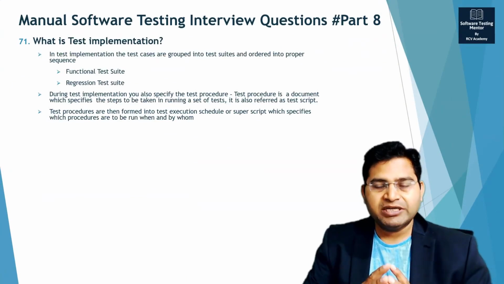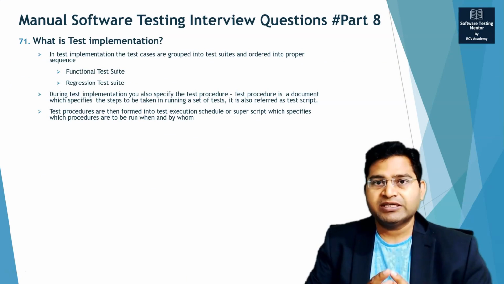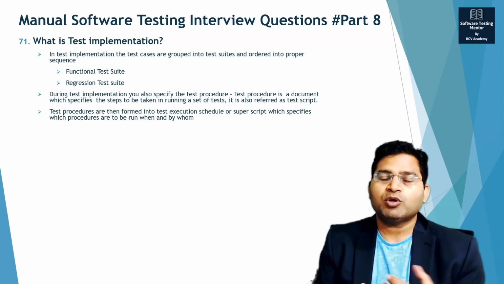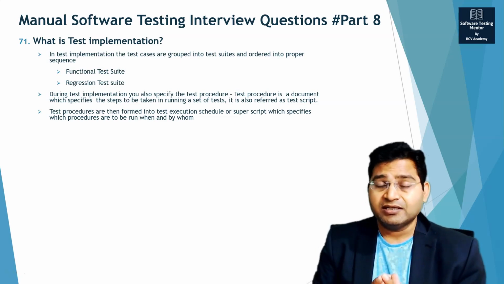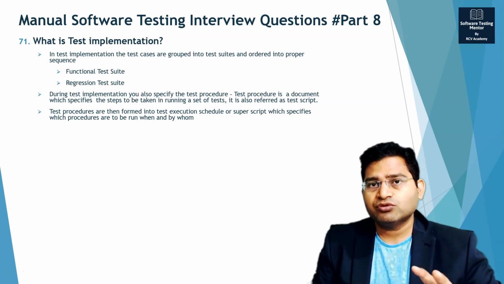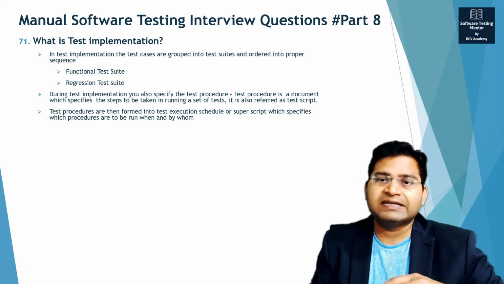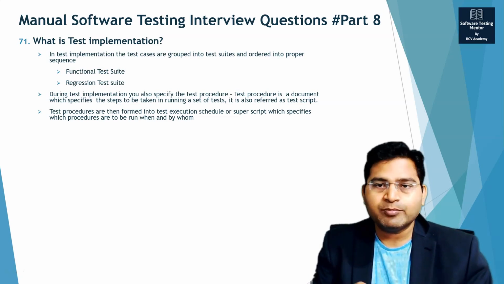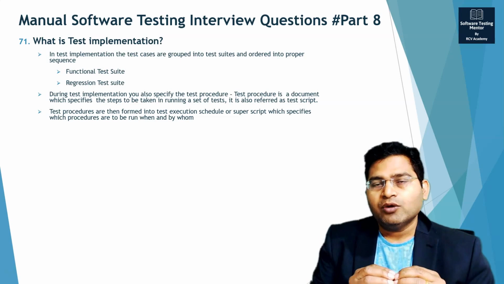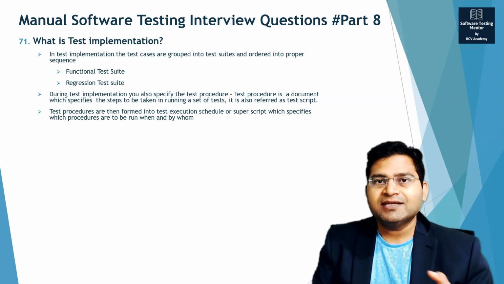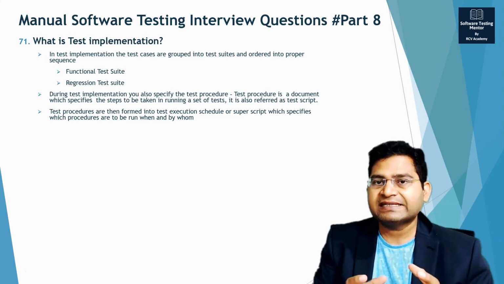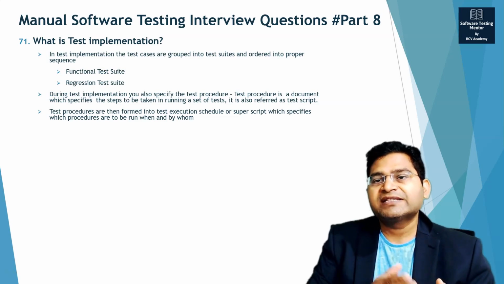What is test implementation? In test implementation, test cases are grouped into test suites and ordered into a proper sequence. Not necessarily whatever test conditions or scenarios you have written. For example, you have identified a test condition, and that condition tests a very specific part of that particular module. In order to test a logical sequence or the business flow, you need to make sure that the test cases are grouped, or a sequence is made.